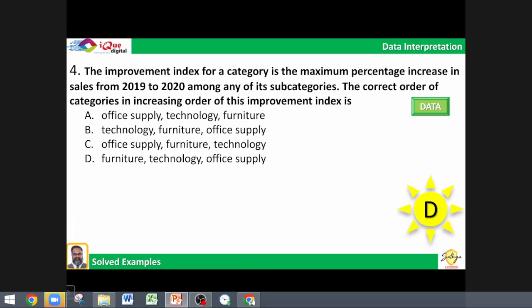So the table would have been very, very useful in getting all the answers to this particular set. It would have taken you 2 to 3 minutes to just create that table. But once you create that table, it cuts down a lot of time in solving the questions of this set. Are we together on that, everyone?